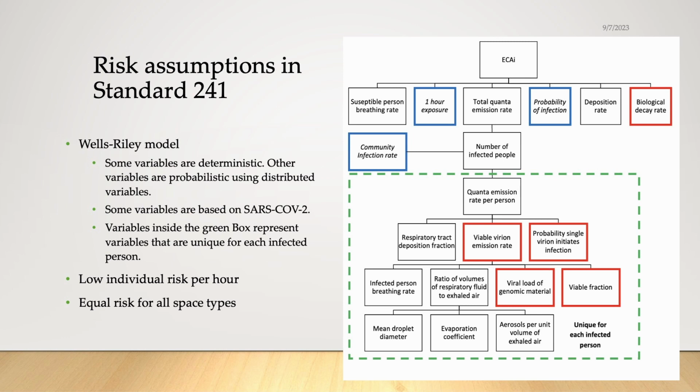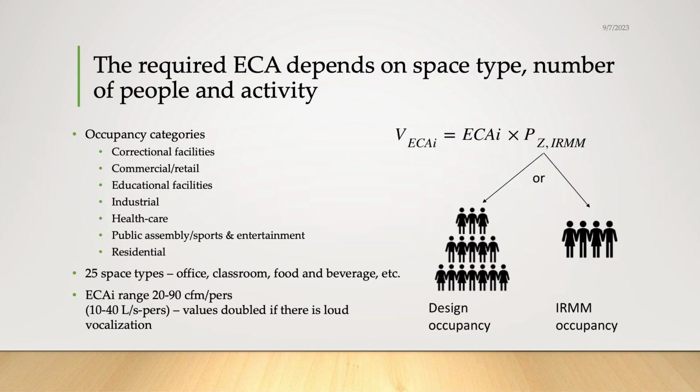So it was really quite an impressive effort, and there will be papers coming out describing it in more detail. So the required equivalent clean air depends on the space type, the number of people in it, and what's going on. We have a number of occupancy categories, as shown here, that cover a pretty wide range of facilities, including offices and schools, which are of high concern.